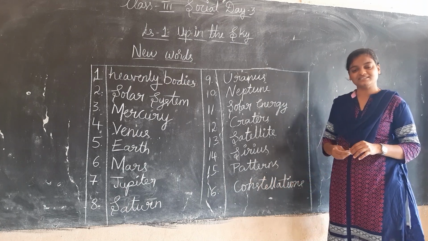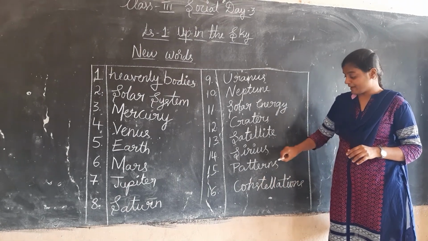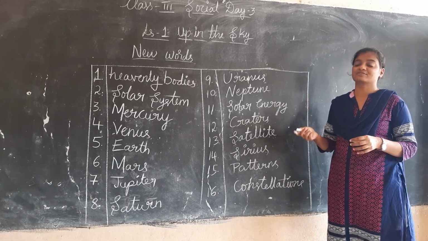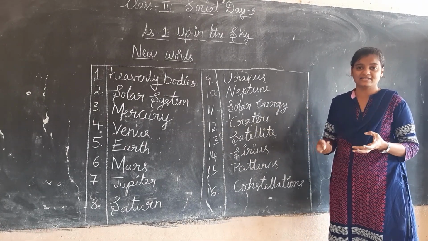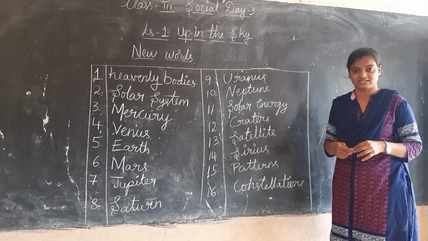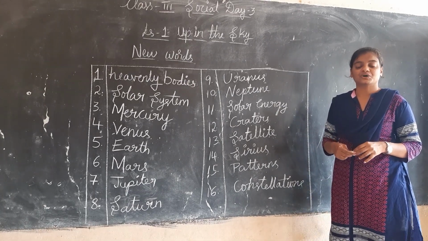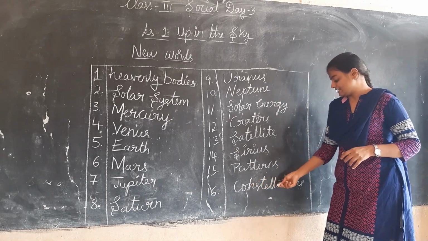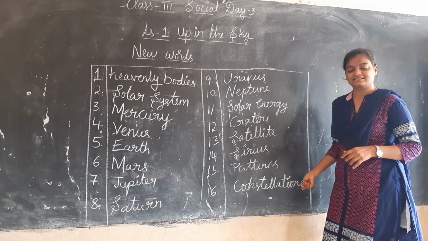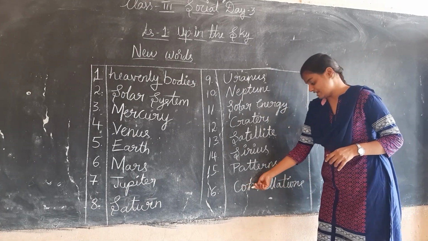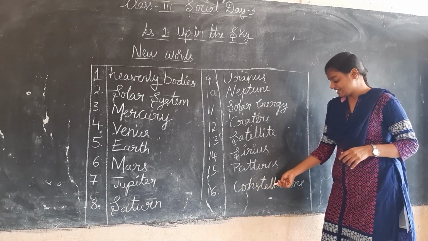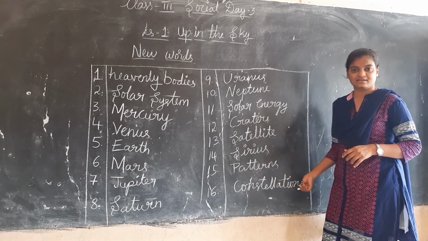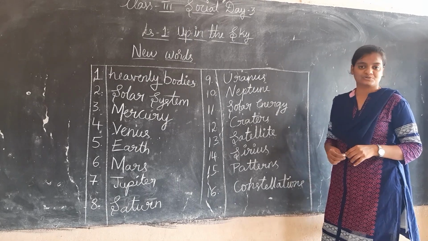Next, constellation. What is a constellation, children? After forming the patterns, we call those patterns constellations. C-O-N-S-T-E-L-L-A-T-I-O-N-S, constellations. So this is about today's class, children.